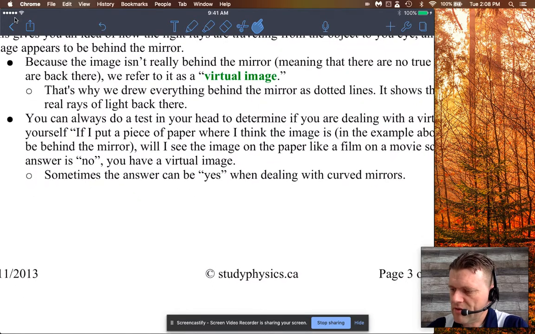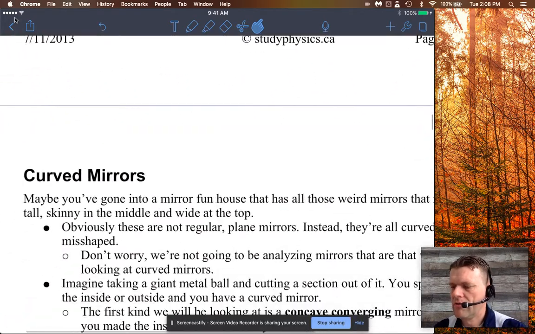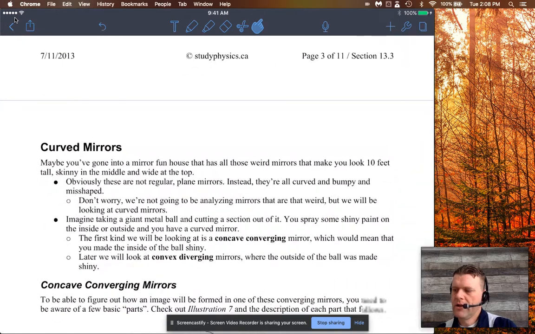Oh, he emphasizes the virtual image. Yes, we already did that. So we're going to look at curved mirrors now.